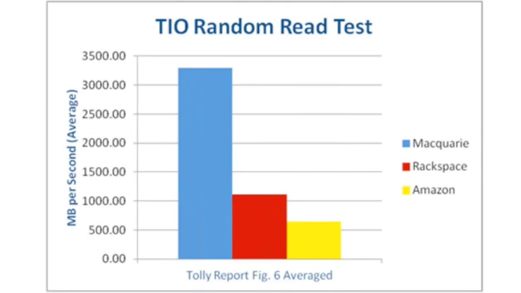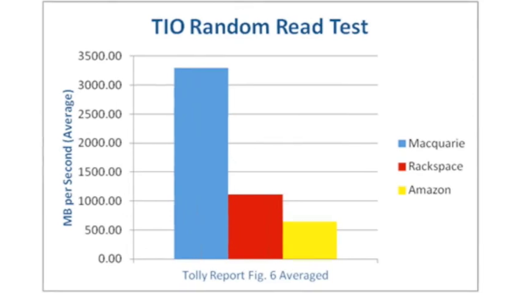And finally on the disk, so this is random read tests. How quickly can I get the content off the disk? So this could be pictures of my products or customer details. If that's slow, it's just another thing in the chain that will slow down the user experience. A big difference there as well.